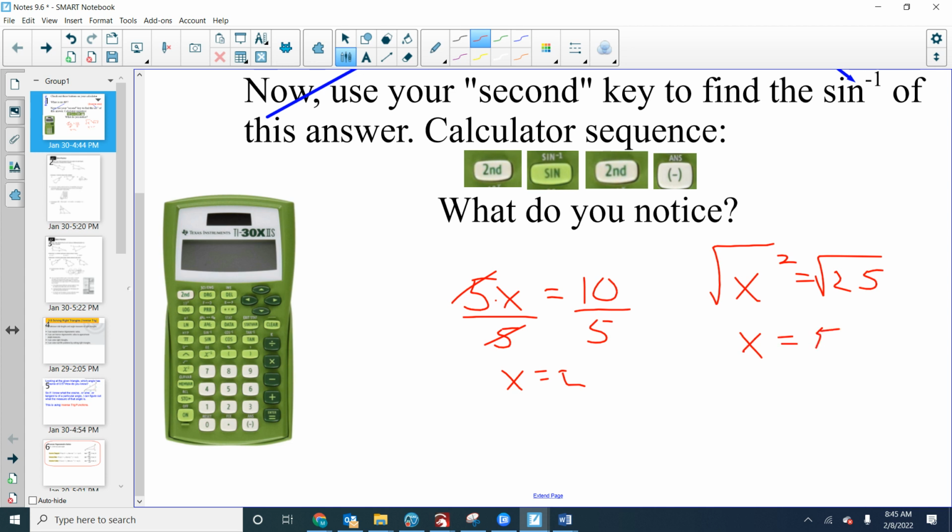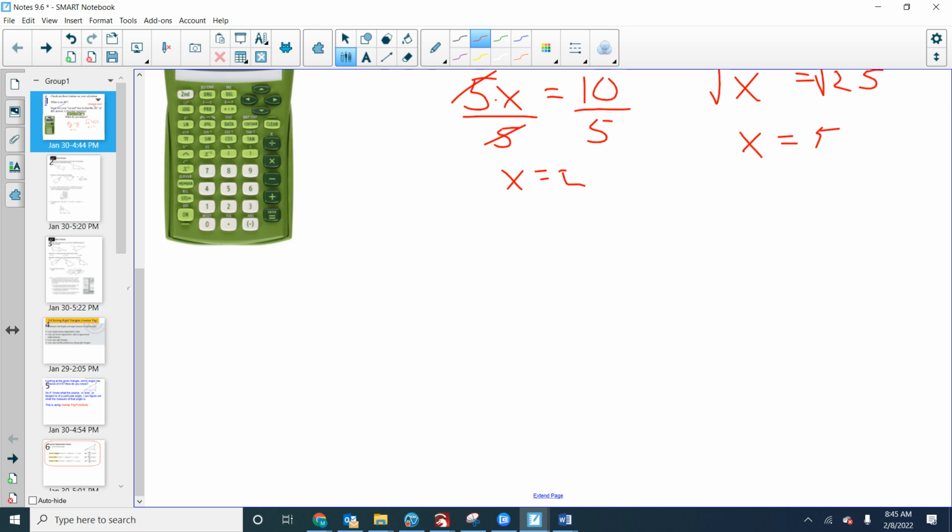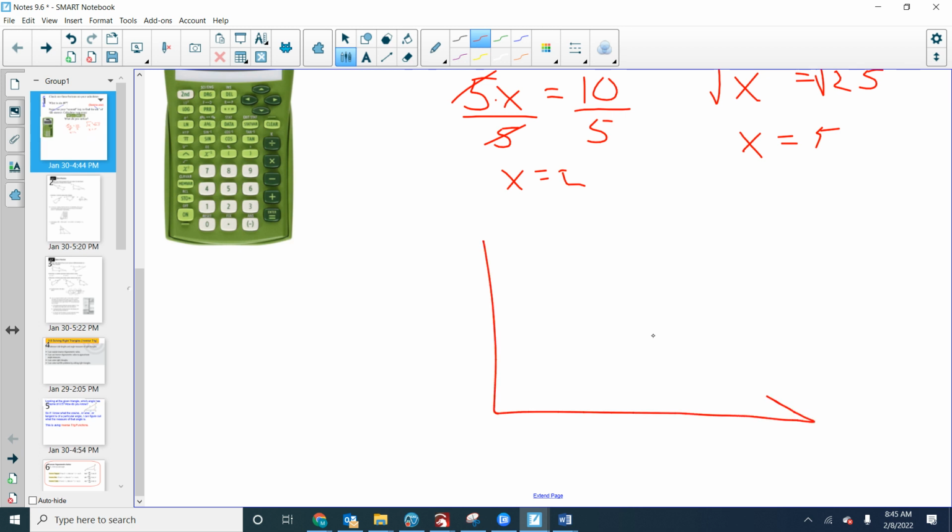So what I'm trying to say is today, if we have a triangle, and this is angle A here, and let's say this is 5 and this is 3. I don't know. What is the tangent of angle A? What's the tangent of angle A? 5/3.